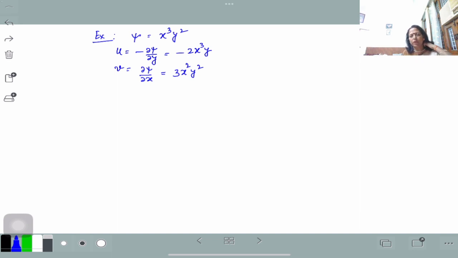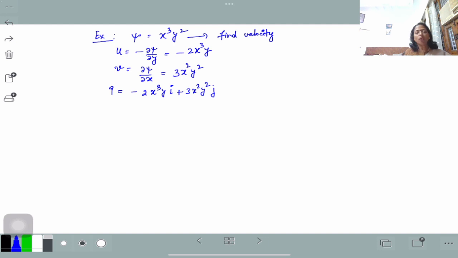If we have some doubt whether it is correct or not, we can put u and v in the equation of continuity, and if the equation of continuity is satisfied, our calculation is correct. So this is the way to find u and v, and from here I can define my q. This is minus 2x cube y i plus 3x square y square j. This is your velocity. So this is a very simple calculation to find the velocity, right?